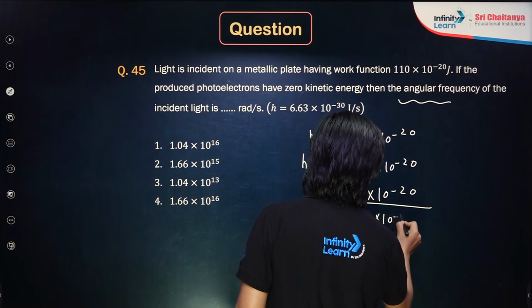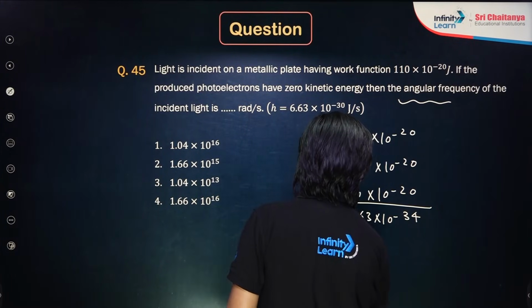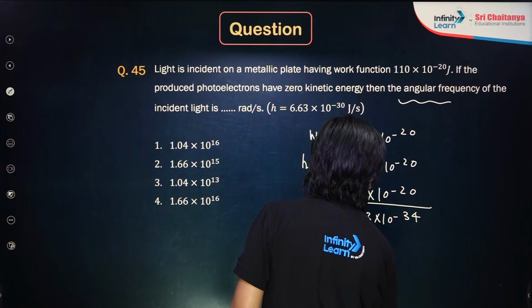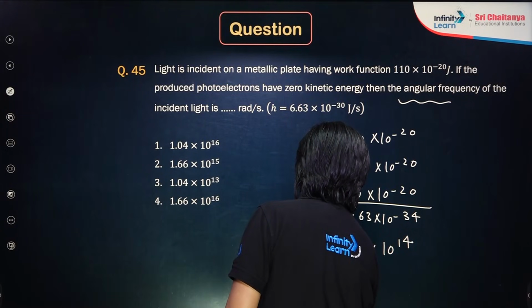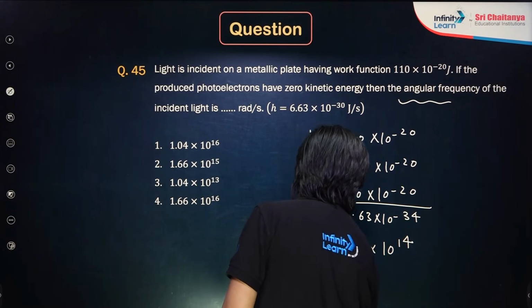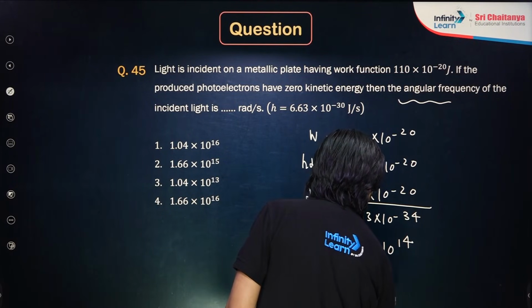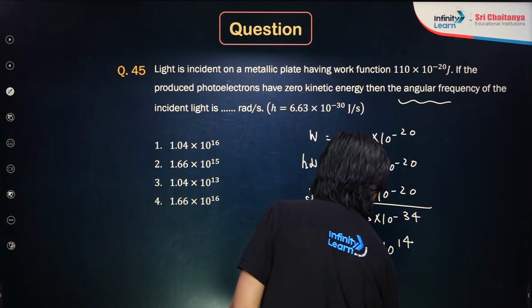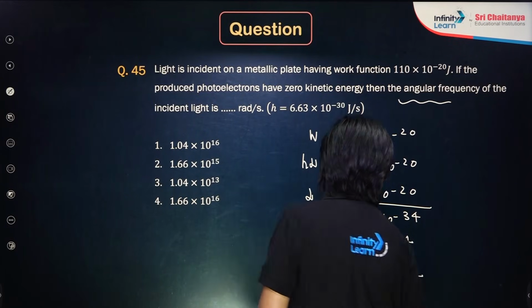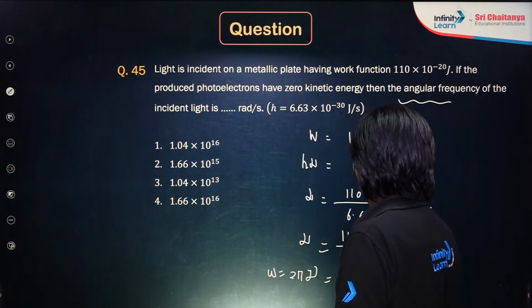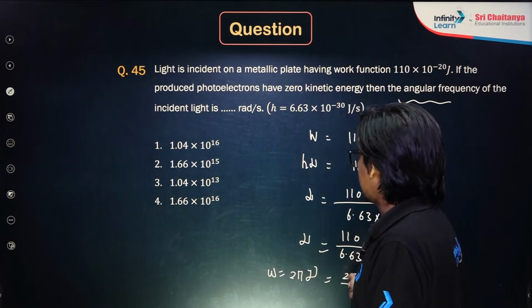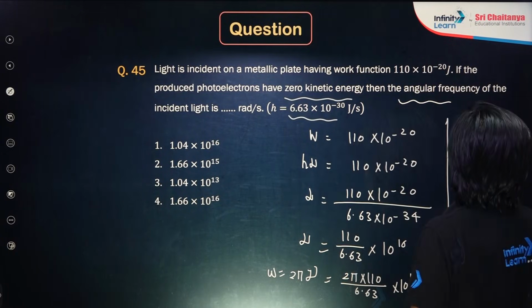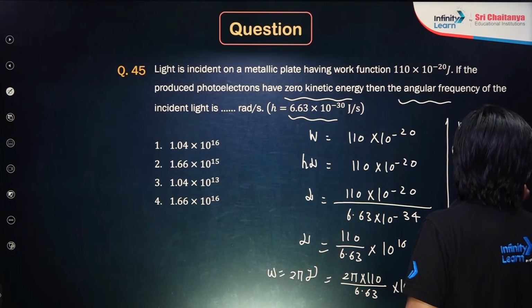6.63 into 10 raised to the power minus 34. So you can get 110 divided by 6.63 into 10 raised to the power 14. You multiply it by 2 pi and you can get the angular frequency omega. So 2 pi into 110 divided by 6.63 into 10 raised to the power 14. 110 divided by 6 is approximately 20. 20 into 2 is 40, into pi, that is 120. Maximum kinetic energy we write as h nu minus the work function.